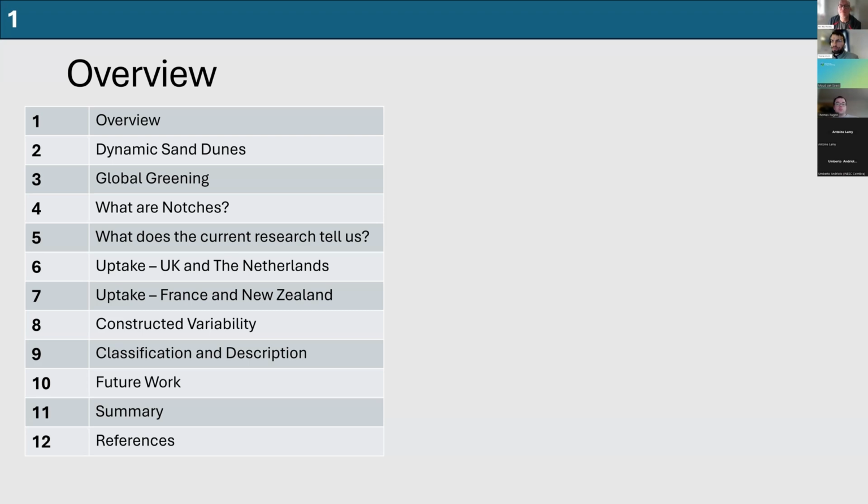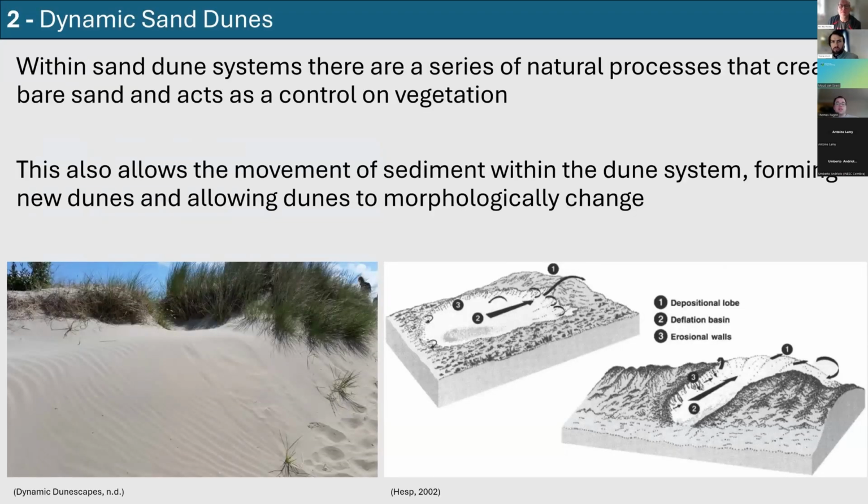So, sand dunes are complex geomorphic landscapes where the interaction of sediment transport, wind, rain, and the sea interact. And these areas of bare sand and transitional zones are important habitat for numerous species and are also important for allowing the transport of sediment into, out of, and within the dune systems. And on the diagram, blowouts, very important features within sand dunes in creating those bare sand and transitional habitats.